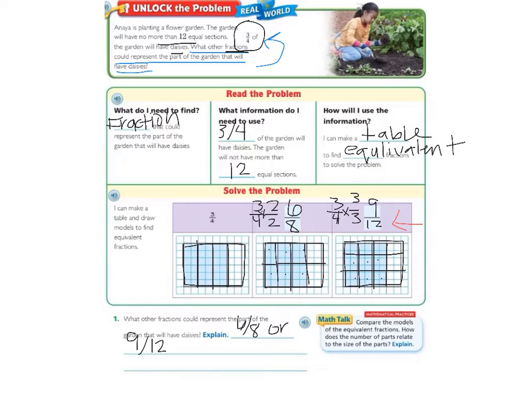So although we could find an equivalent fraction with 5s or with 10s, multiplying by 5s or 10s, that is, we would get a number bigger than 12. And that's all we wanted. We didn't want anything bigger than 12. We will practice this with another problem tomorrow in class.